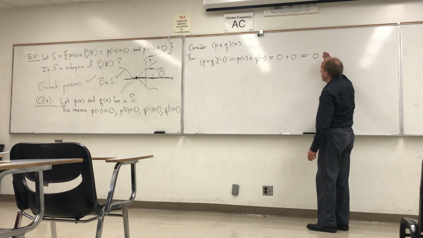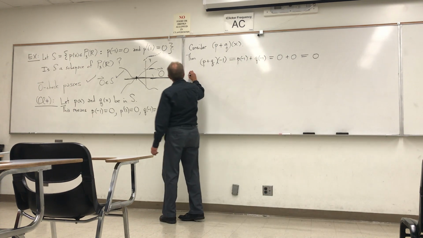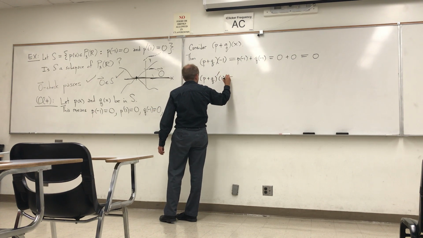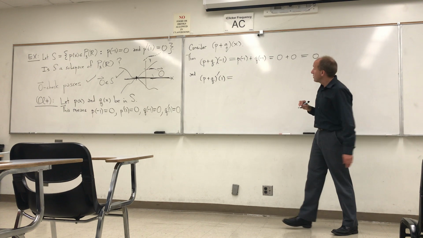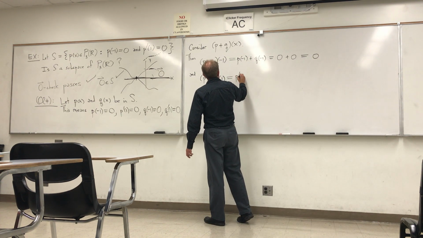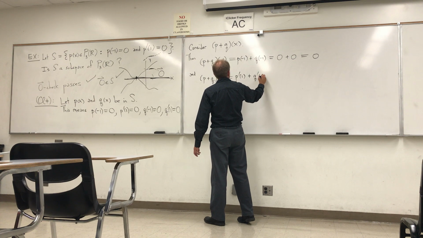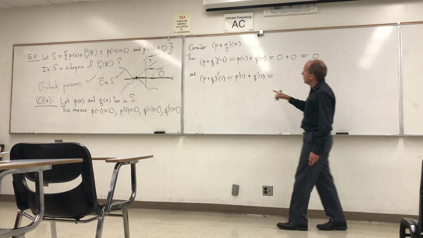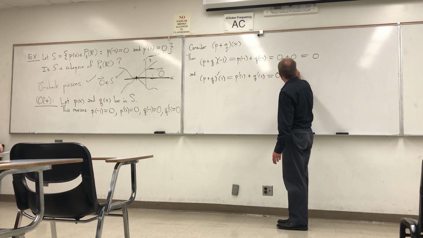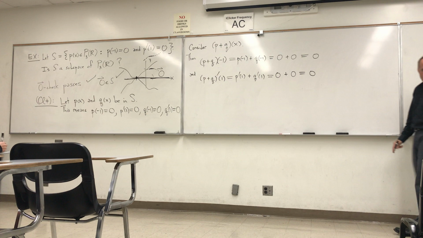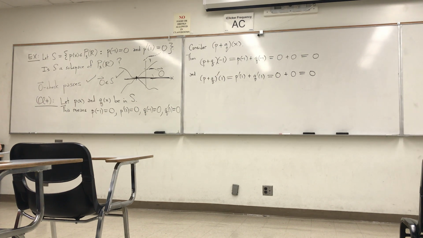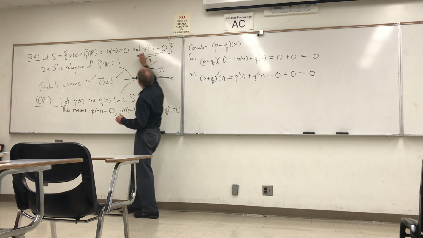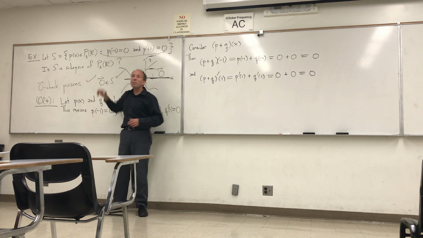Right? And so this is good, but we also have the second condition, which is P plus Q prime of 1. We're going to plug in 1 into this. So this is P prime of 1 plus Q prime of 1 equals, okay, so again, P prime of 1 is 0, and Q prime of 1 is 0, so that's 0 plus 0 equals 0 in both cases. So I'm checking both of these conditions that are required for the elements of S.